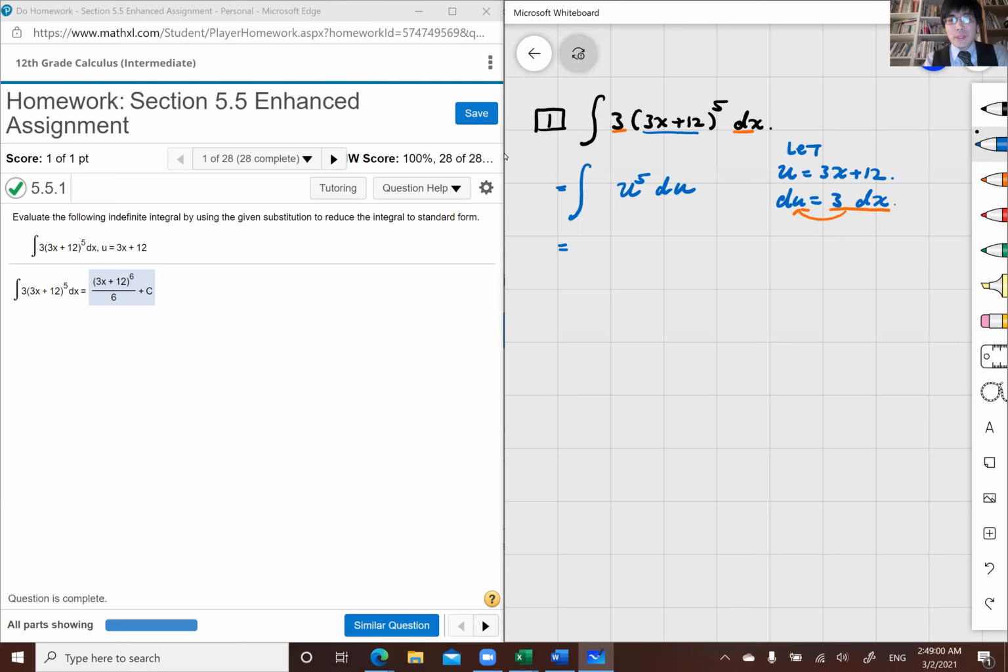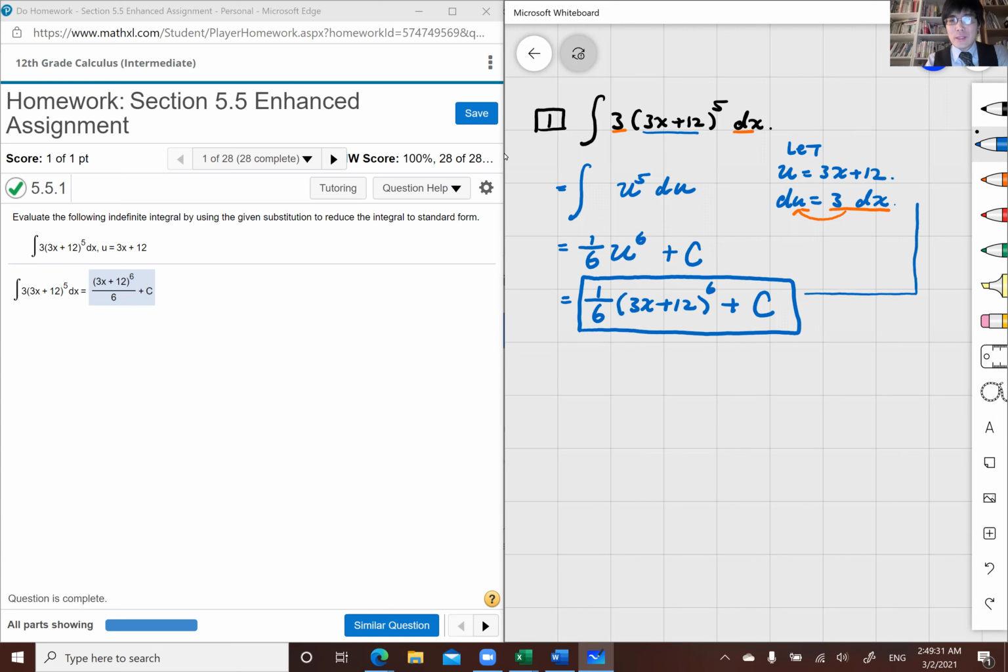Use the power rule to integrate u to the power of 5. It's going to be u to the power of 6 divided by 6. Okay, now bring back to x. It's going to be 1 over 6 times (3x plus 12) to the power of 6 plus constant. After you do the integral, make sure to differentiate your result to check whether this really gives you the original integrand.